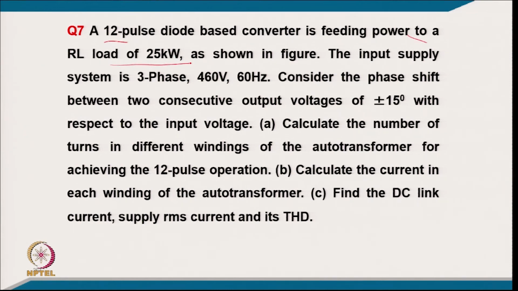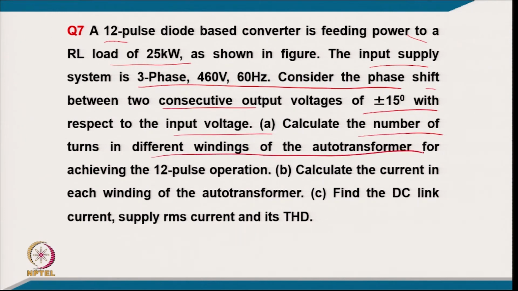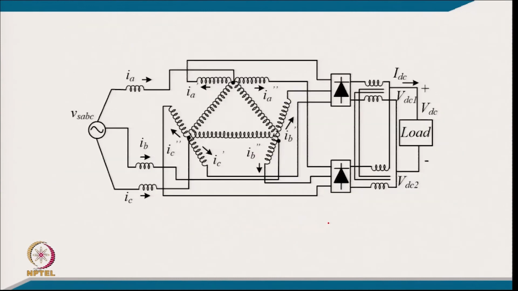Now, coming to example 7, a 12 pulse diode bridge converter is feeding power to the RL load of 25 kilowatt, and the input supply is 3 phase 460 volt 60 hertz. Consider the phase shift between two consecutive voltages of plus minus 15 degree with respect to the input voltage. Calculate the number of turns in different windings of the transformer for achieving 12 pulse operation. Calculate the current in each winding of the auto transformer and find the DC link current, supply RMS current and its total harmonic distortion.